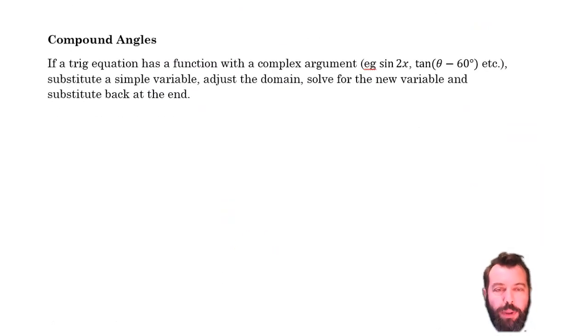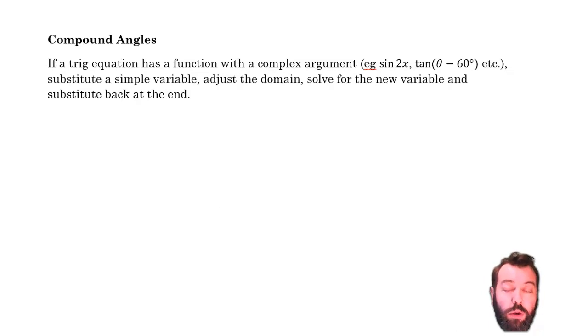Here's another one, compound angles. This is where it's not so simple as sine of x or cos of x, or we make it a bit more complex. So sine of 2x or the tan of theta minus 60 or something like that. Now, there are different ways of going about doing this, but I certainly think the best way is to use a substitution. Whatever that complex variable is, substitute a simple one. I'll show you how that looks.